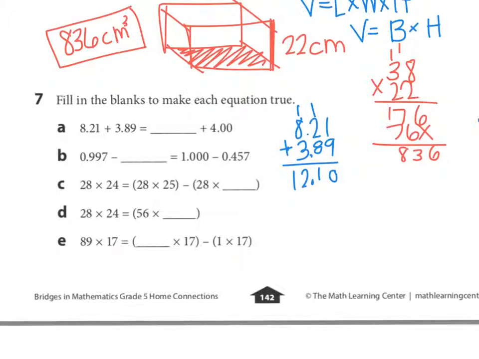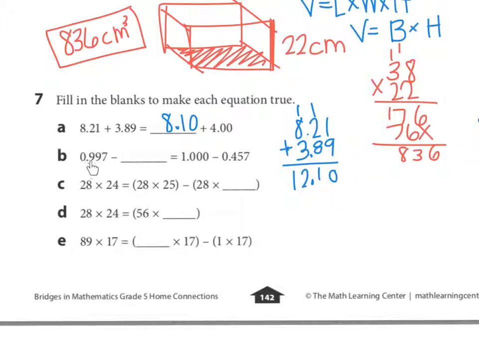And so I already have 4 wholes. And so I know that this side equals 12 and 10/100. I want this side to also equal 12 and 10/100. I already have 4 wholes, so 12, 11, 10, 9, 8. This right here needs to be 8 wholes and 10/100 to make it equal to 12 and 10/100. 8 and 10/100.